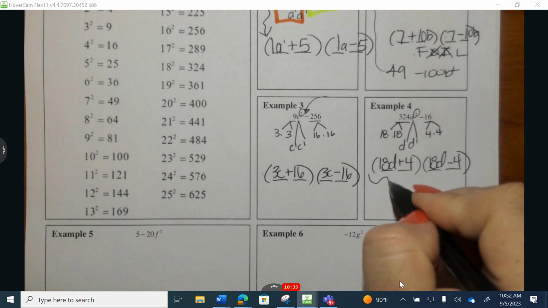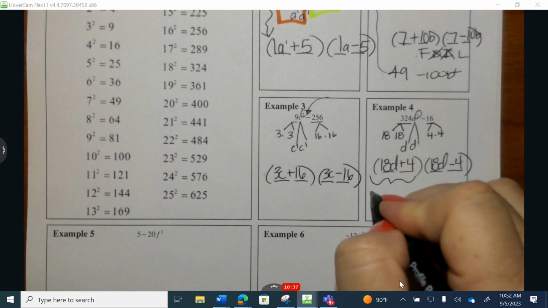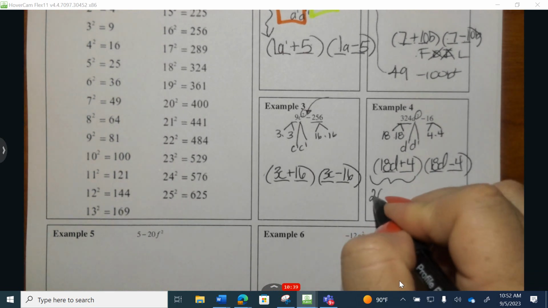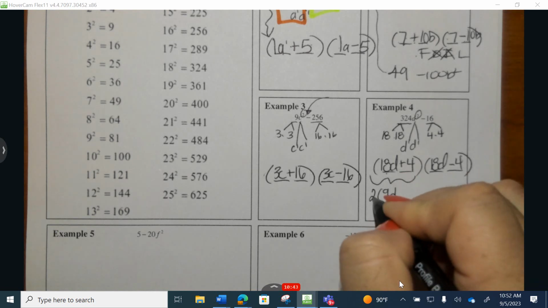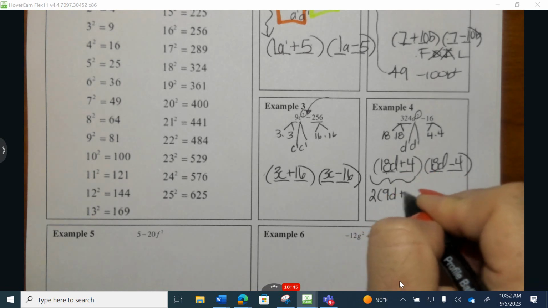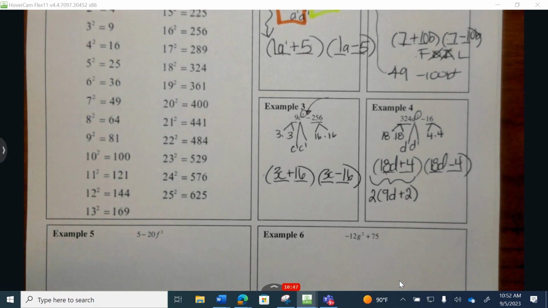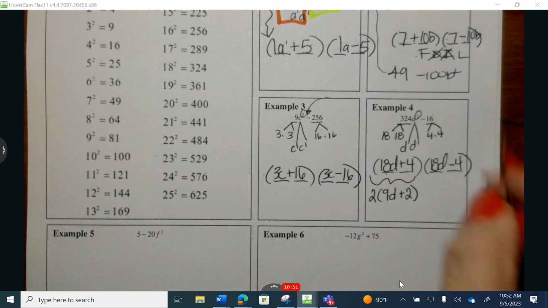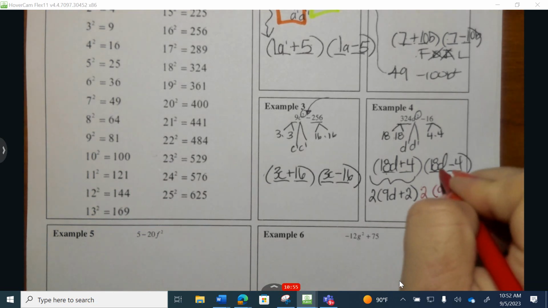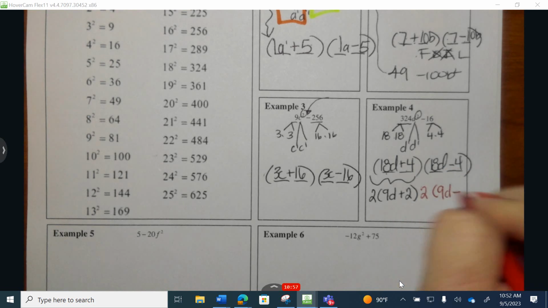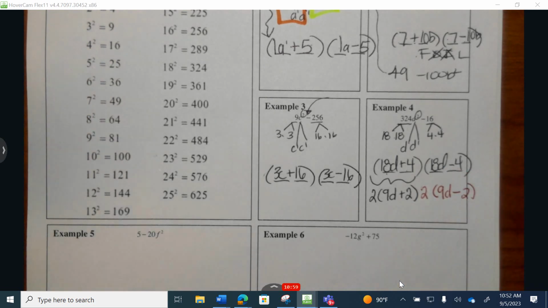So I'm going to take this portion and I'm going to factor out a 2. So there's a 2, and I ask myself, 2 times what quantity is 18? 2 times what quantity is 4? And now I'm going to do the exact same thing to the second parentheses. Again, I can factor out a 2. 2 times 9 is 18. 2 times negative 2 is negative 4.